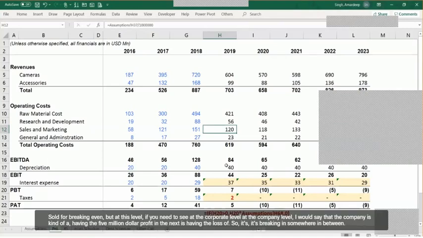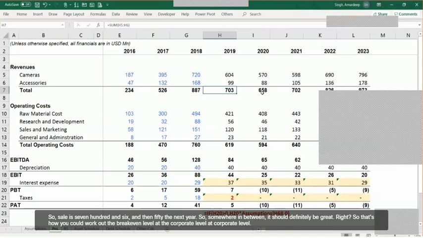But at this level, if you need to see it at the corporate level, at the company level, then I would say that the company is having a $5 million profit. In the next year, it is having a loss of 10. So it's breaking even somewhere in between. Its sales are 700 and 650 in the next year. So somewhere in between, it should definitely be breaking even. That's how you could work out the break-even level at the corporate level. If not at the unit level, at the corporate level, you could do it.